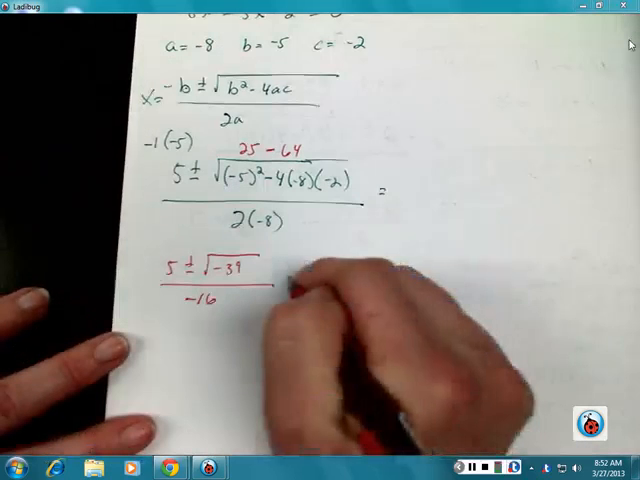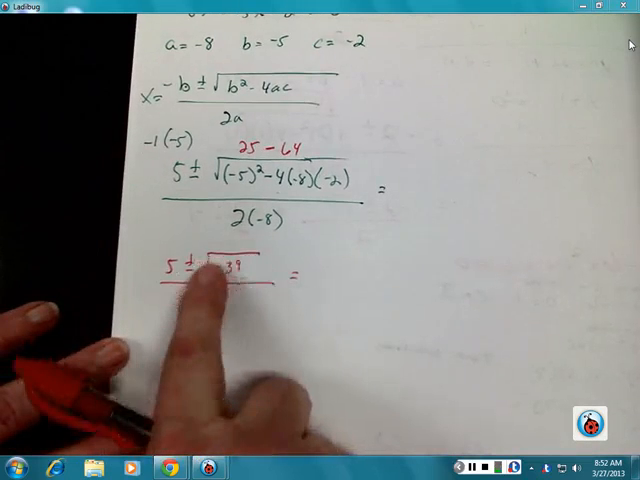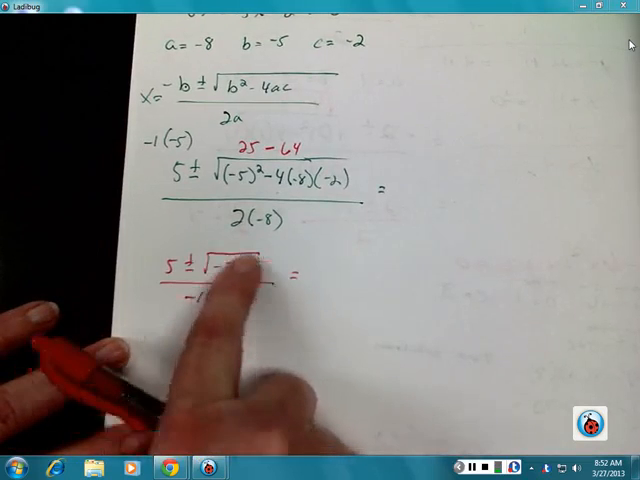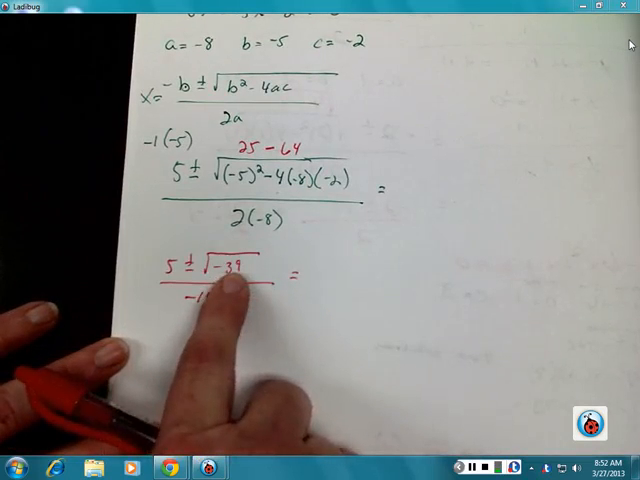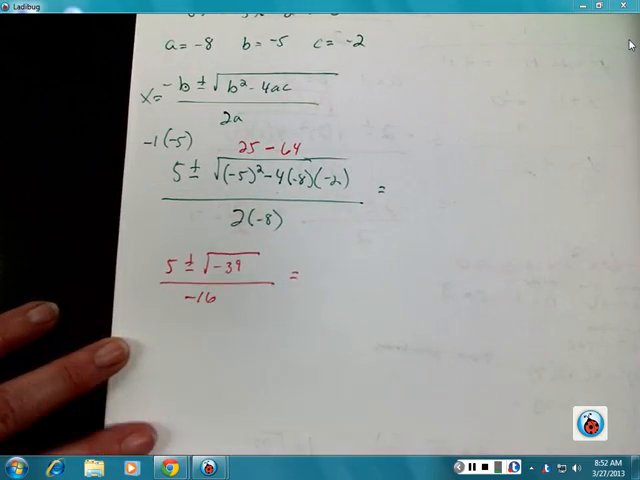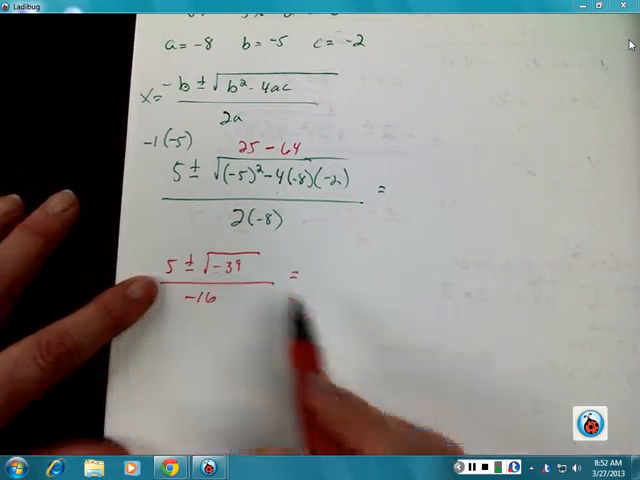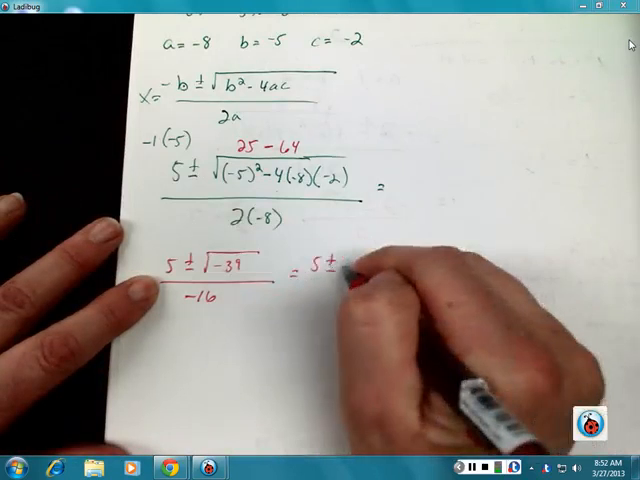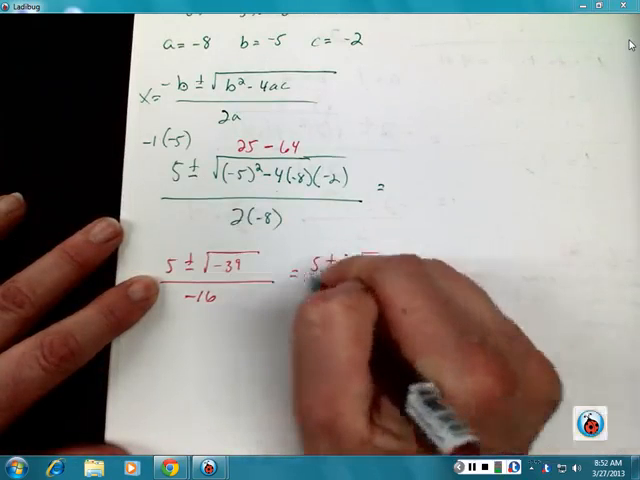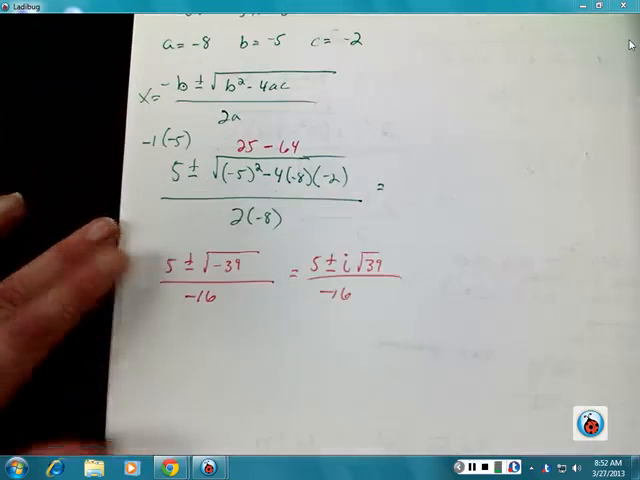But I'm not done because this is imaginary, so it's a negative 39 under there, which means it never is going to touch. That parabola will not touch the x-axis at all. And so I get 5 plus or minus i, the square root of 39, all over negative 16.